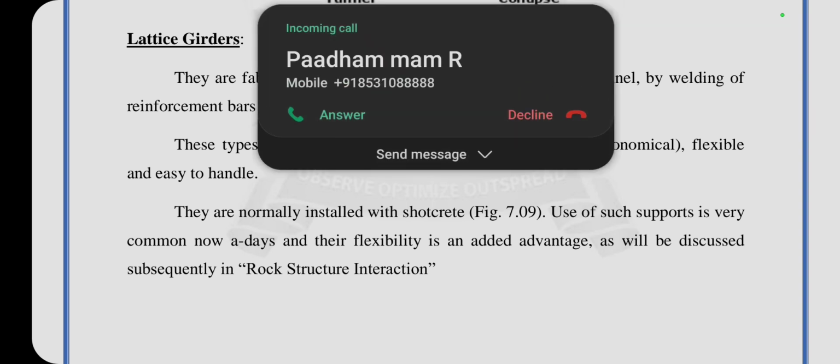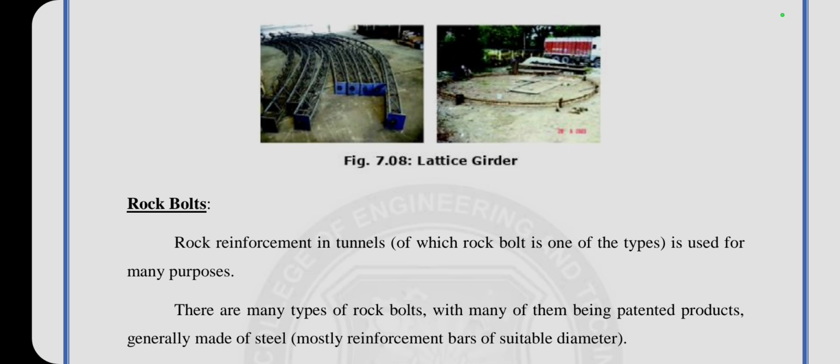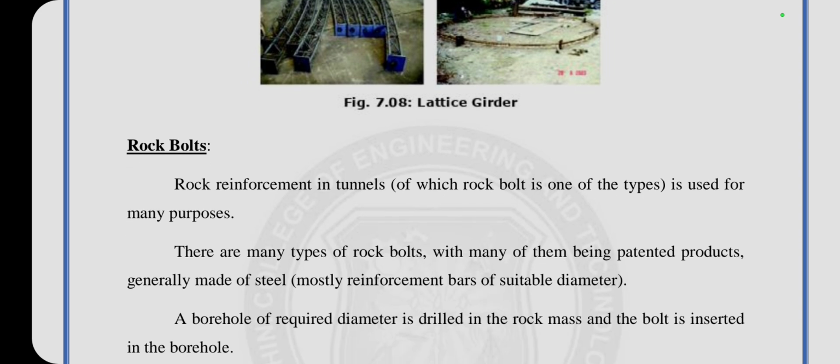Next we see the rock bolts. Rock bolt reinforcements in tunnels, of which rock bolt is one of the types, are used for many purposes. There are many types of rock bolts, with many of them being patented products, generally made of steel, mostly reinforcement bars of suitable diameter. A borehole of required diameter is drilled in the rock mass and the bolt is inserted in the borehole.